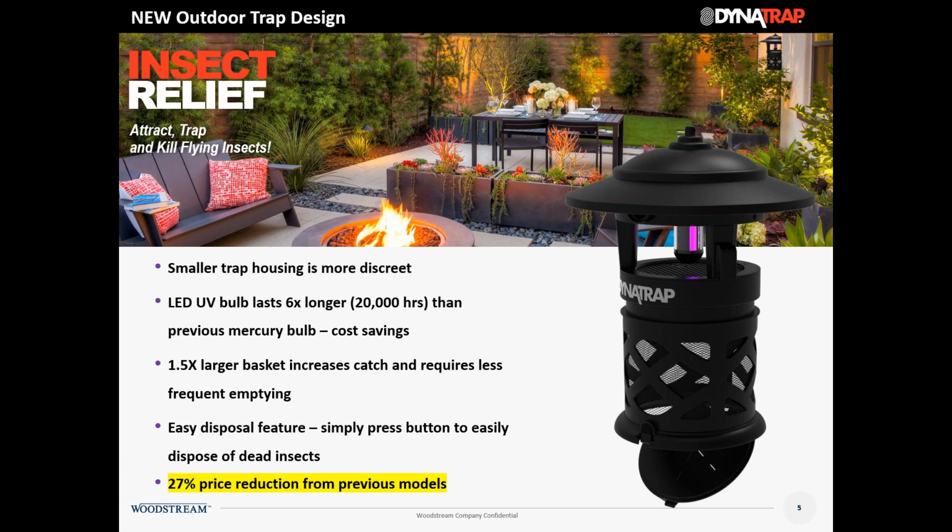So it's smaller. The 1 acre trap, we have a 1/2 acre and 1 acre. The 1 acre trap is now the size of a 1/2 acre trap, and the 1/2 acre trap is smaller yet. So we've condensed everything, but we've been able to increase the basket size by 1.5 times, which is important because that requires less servicing. The bulb went from a 3,000 hour bulb to a replaceable 20,000 hour bulb. So again, less cost to maintain, less servicing to be concerned with.